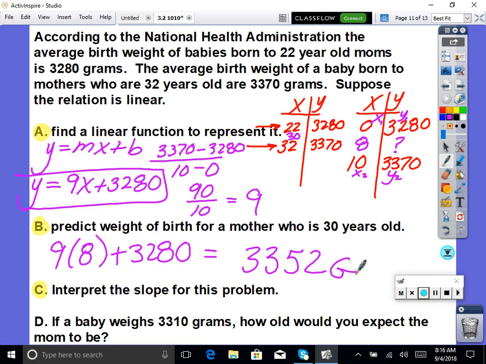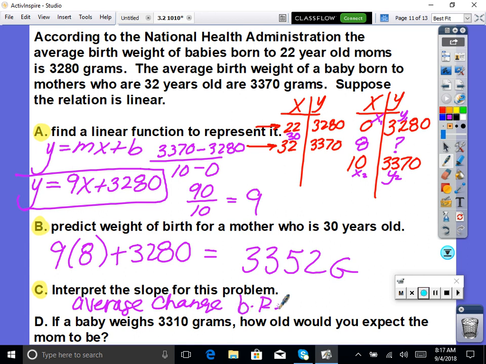Now it says, interpret the slope of this problem. Slope is the average rate of change, right? Slope is the average rate of change. So you'd say the average change of birth weight. Interpret the slope. The average change of birth weight.